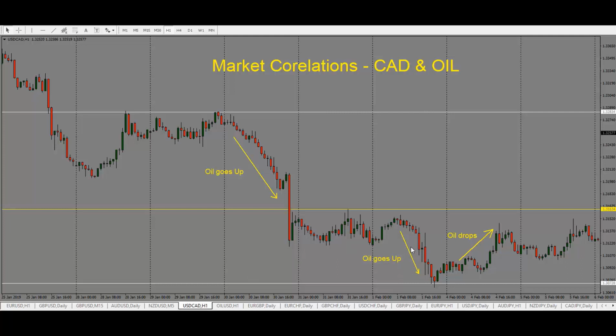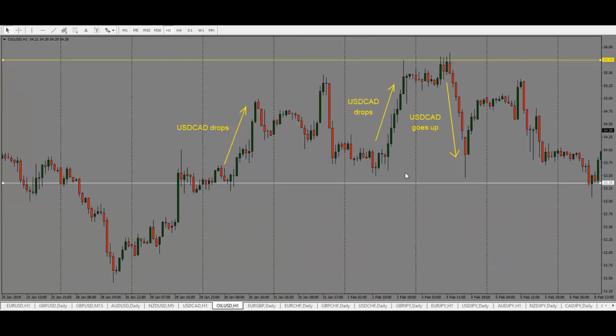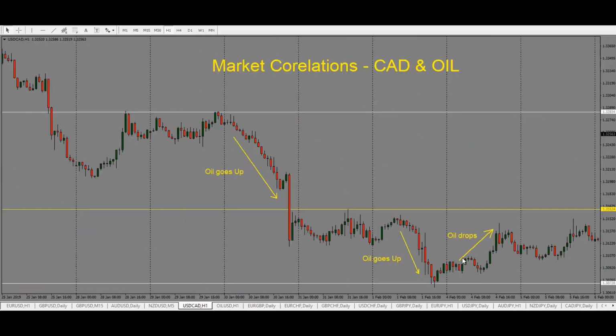And let's take a look at another example here. So this is February the 4th. We go to our chart here. We see on February 4th here, oil drops here. This is oil. So oil drops, and now we should see dollar CAD go up on the other chart. So let's go back here, and we see that dollar CAD goes up as oil drops. So dollar CAD and oil are negatively correlated. That means if oil drops, dollar CAD will go up, and if oil goes up, dollar CAD will drop.